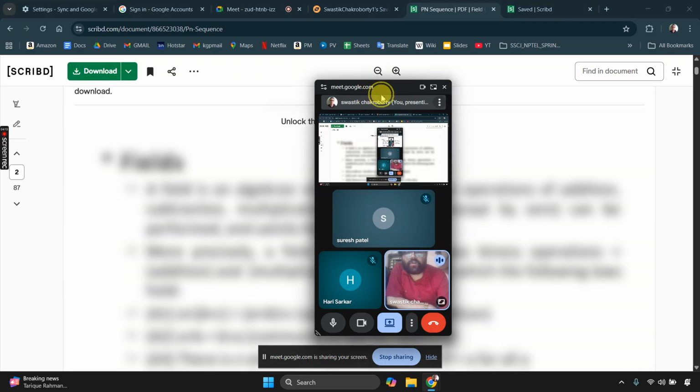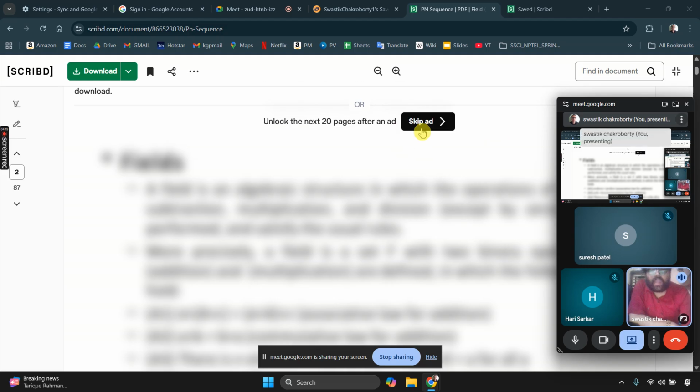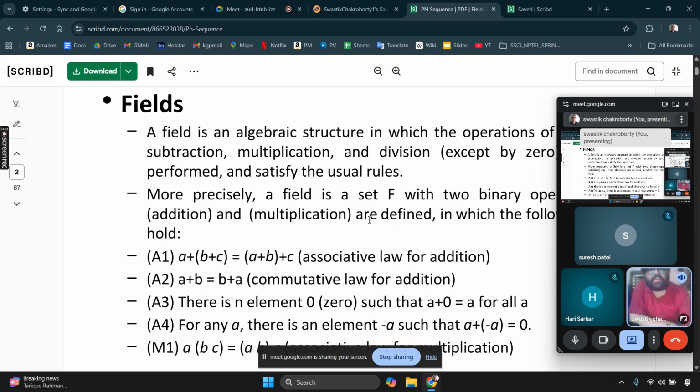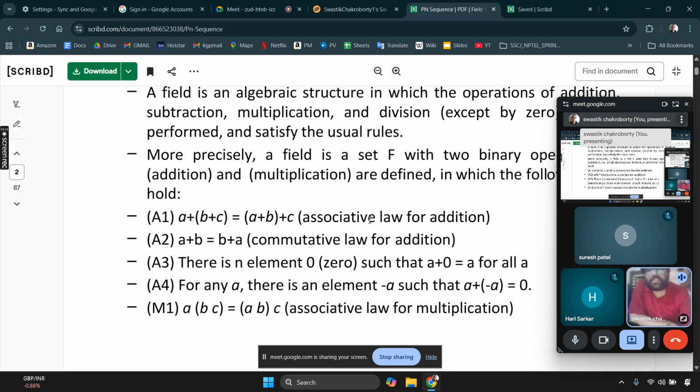So what is a Galois field? A Galois field is a field. What is a field? A field is an algebraic structure in which the operations, that is addition, subtraction, multiplication and division, are defined. One such field is the usual arithmetic we do.